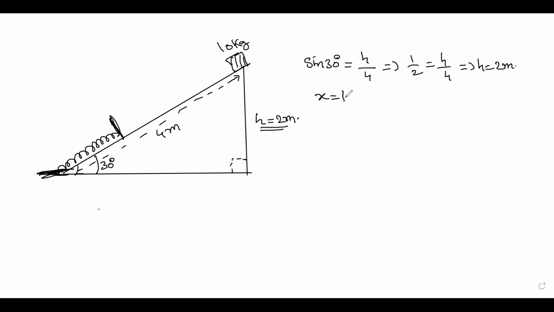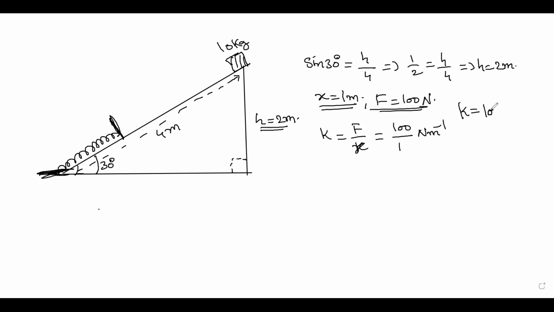And now the second part is that the spring can be compressed to a 1 meter distance. x is equal to 1 meter is what they have given. With a force of 100 Newton, if you apply, you can compress the spring, which means that indirectly they have given the force constant. Force constant k is equal to F by x. So F by x is 100 by 1, that is 100 Newton per meter. This is the force constant.